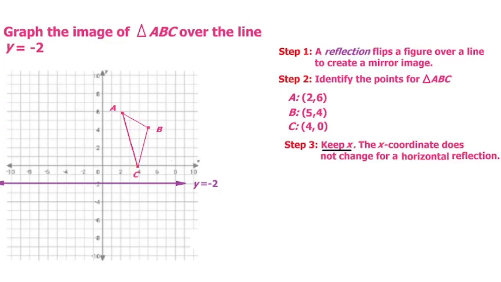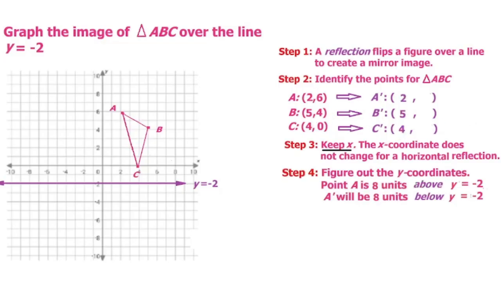Okay? So for a horizontal reflection, you keep x. So the x coordinate does not change for a horizontal reflection. So let's put that in for our prime values. We could keep all the x's the same. 2, 5, 4. Okay, so now we can figure out the y coordinates for point A, B, and C.